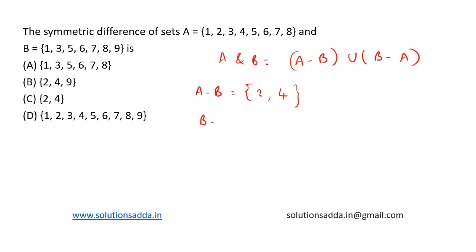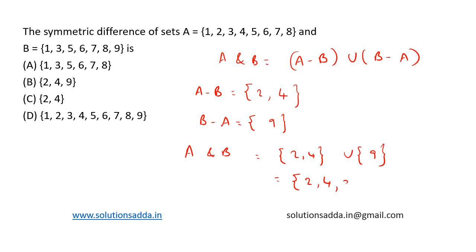Now B minus A includes elements that are present only in B and not in A. When we look, only 9 belongs here. So the symmetric difference is equal to 2, 4 union 9. So the symmetric difference between A and B is 2, 4 and 9. Based on the options, option B is the correct answer.